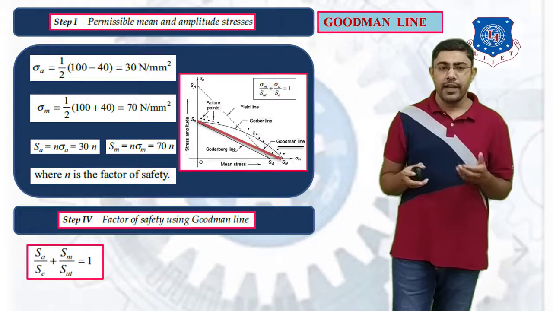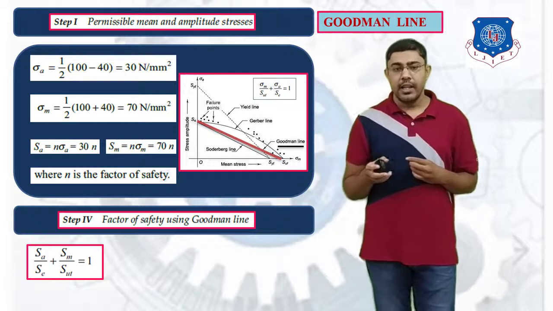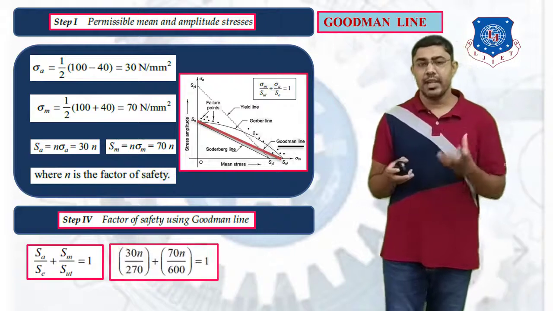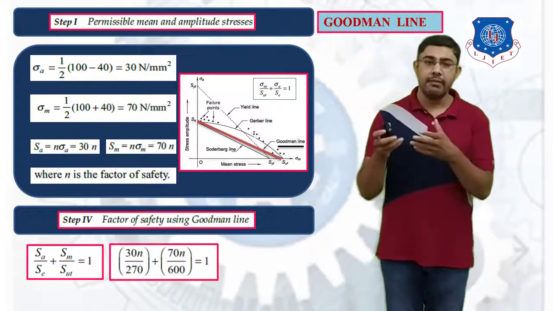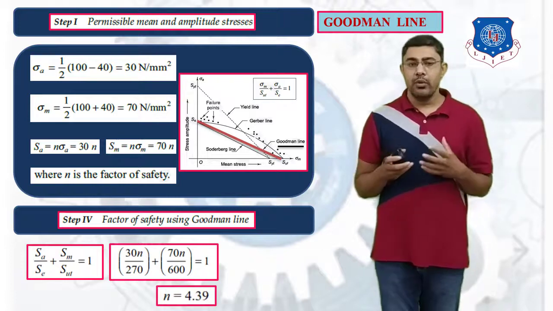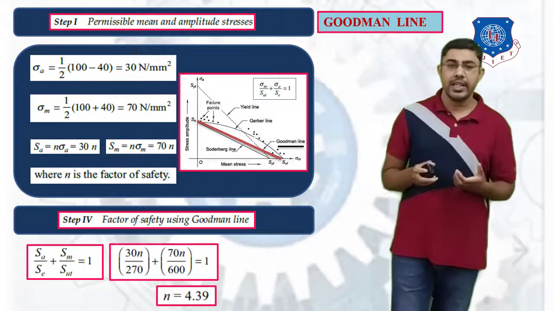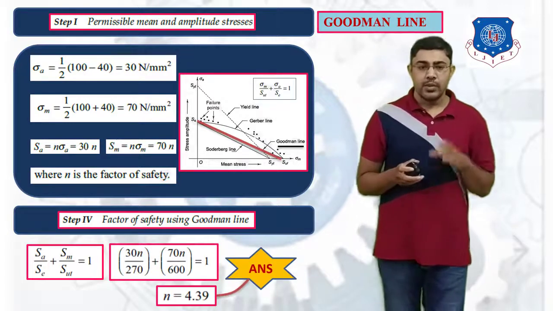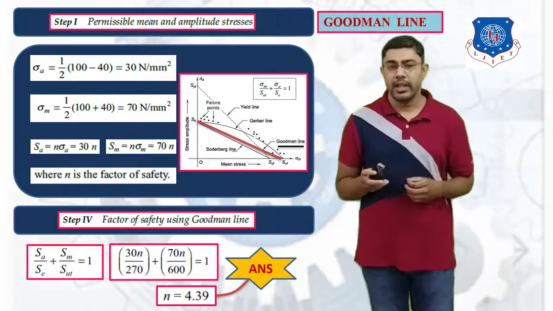It is derived from the straight line equation. Here the value of SA is 30 n and the value of SM is equal to 70 n, and SE and SUT are given in the problem. So Goodman's equation becomes 30 n divided by 270 plus 70 n divided by 600 is equal to 1. If we solve this equation, we get n is equal to 4.39, and that is the factor of safety according to the Goodman line. So the value of the factor of safety is 4.39.